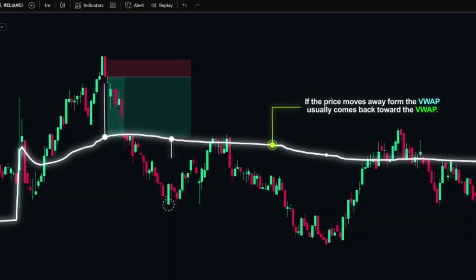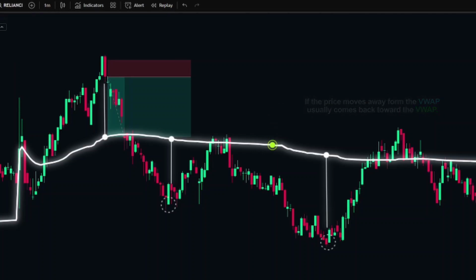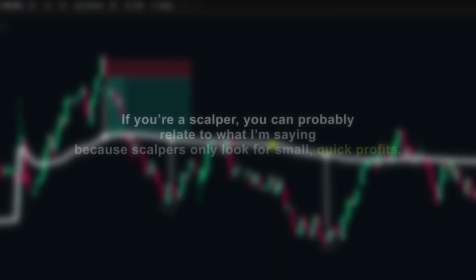And similarly, look here, the price is well below VWAP. So from here it is possible that the price will go up. And similarly, here the price came well below VWAP. So there was a chance of price going up here too. So, using this indicator, you can make small profits. If you're a scalper, you'll be able to relate to what I'm saying, because they only want such small profits.